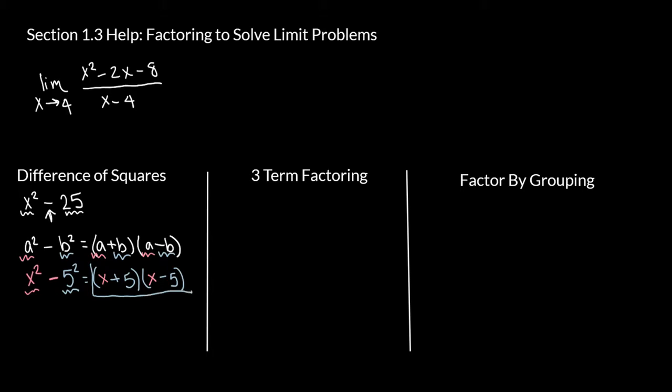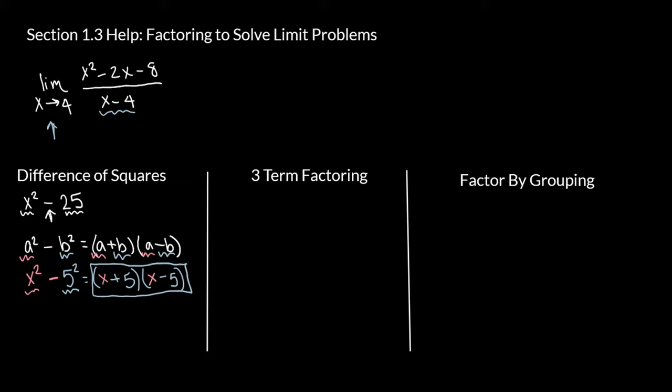By writing something in factored form, with these two separate factors in parentheses, for a limit problem like this one we might be able to cancel out something with the bottom factor. Okay, so that's difference of squares. It only works when you have a difference between two perfect squares, and one of those is going to be x squared.